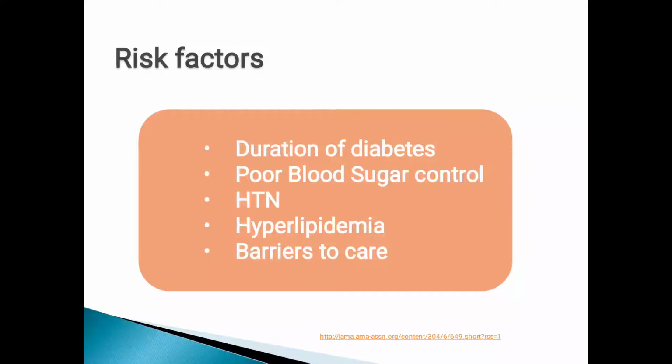In India, there are barriers to care, because the rural population may not have access to regular fundus examination by an ophthalmologist, or the number of retina specialists may be less. Patients may also be non-compliant because of increased cost, as the treatment of diabetic retinopathy is very costly. These are some of the barriers to care, and they increase the risk of blindness because of diabetic retinopathy.